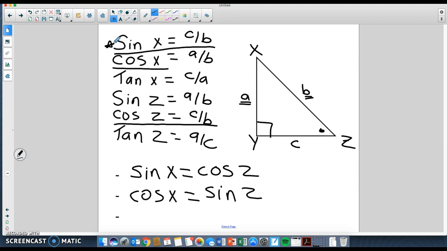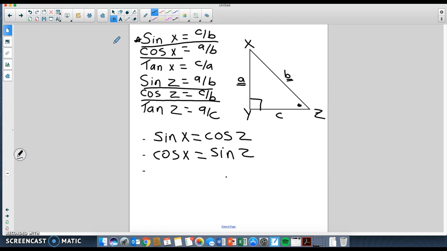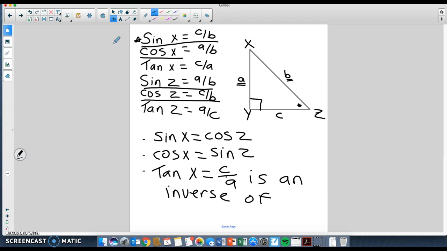And last but not least, what we should have seen is that our tangents of our two complementary angles are inverses of one another. So the tangent of x, which equals c over a, is an inverse of tangent of z, which equals a over c. All right, so this is a discovery you should have had today.